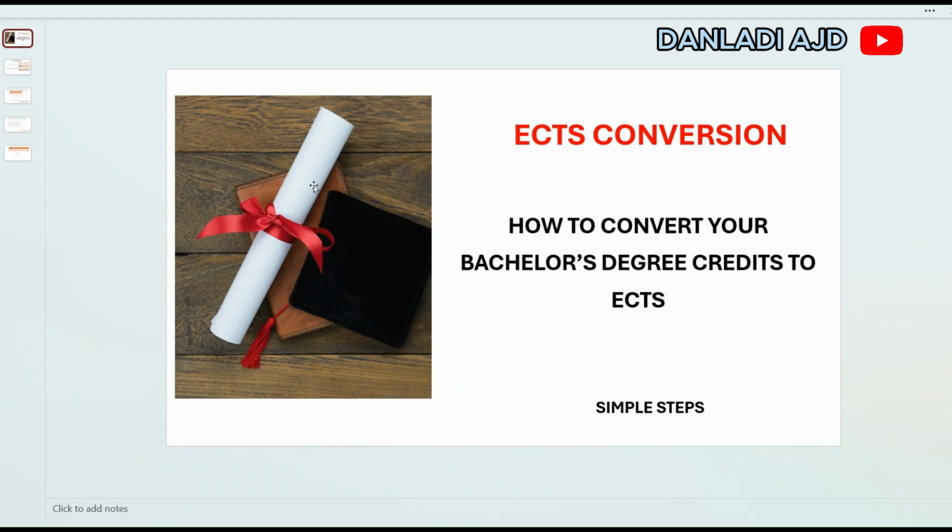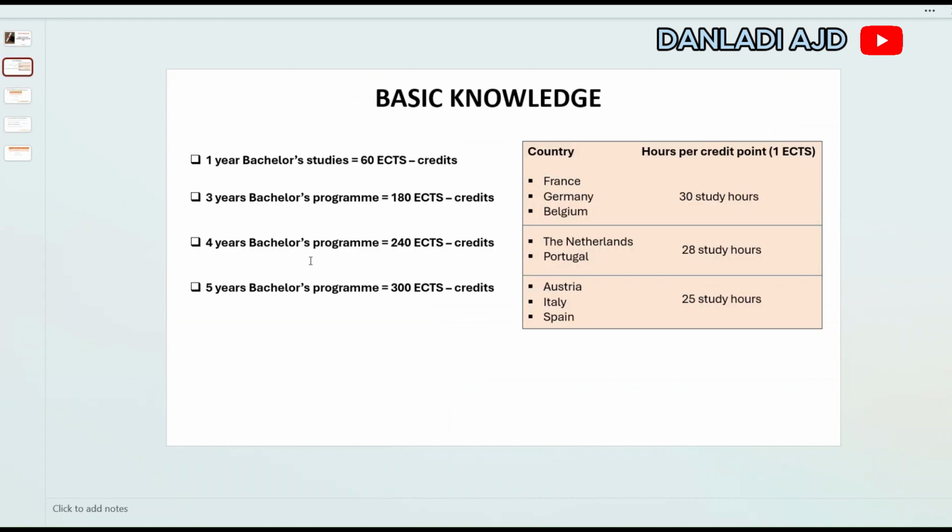Now, in order to calculate the ECTS that the university is asking you for as an admission requirement or a scholarship requirement, the basic knowledge here is that 1 year of bachelor studies is equivalent to 60 ECTS in Europe. Now, 3 years is equivalent to 180 ECTS, 4 years is 240, and then 5 years is 300 ECTS, more like 60 multiplied by the number of years that you have studied.